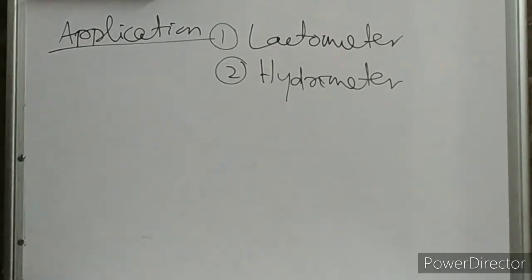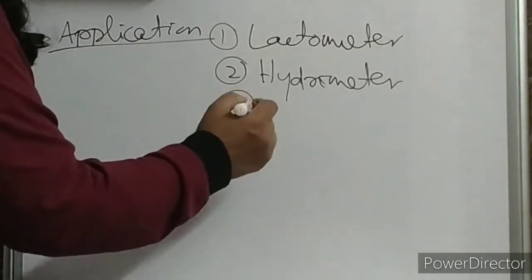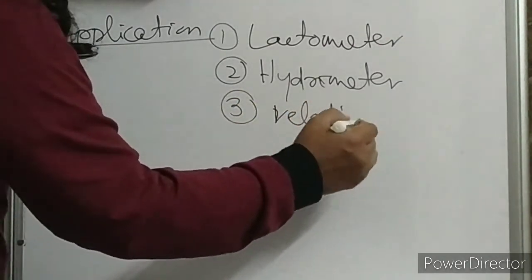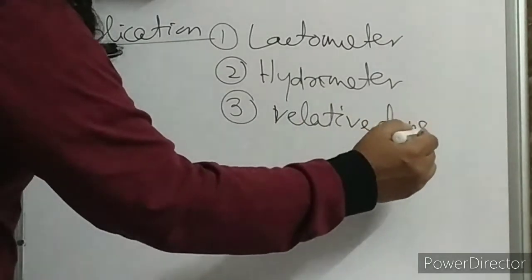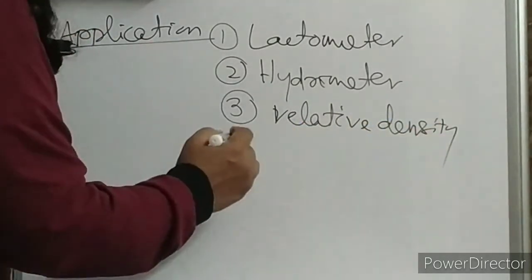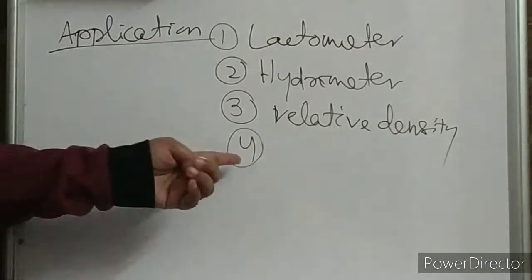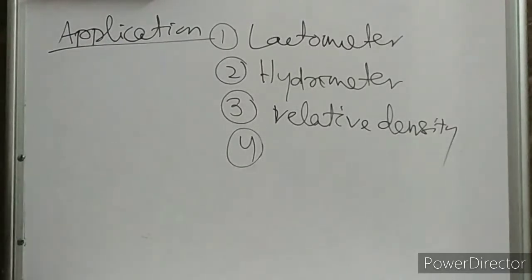And third, to find the relative density. We'll see what this relative density is in a subsequent lecture. And the fourth one, we have already seen. You can visualize this fourth one, you can relate now. That's why I am going to explain the fourth one, because you can visualize it, so you can feel this application, and it will help you to understand Archimedes principle in a better, or easier, way.